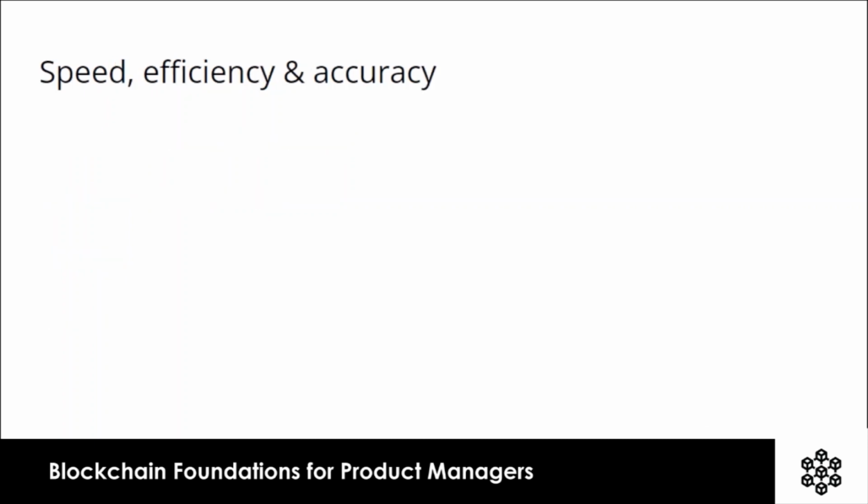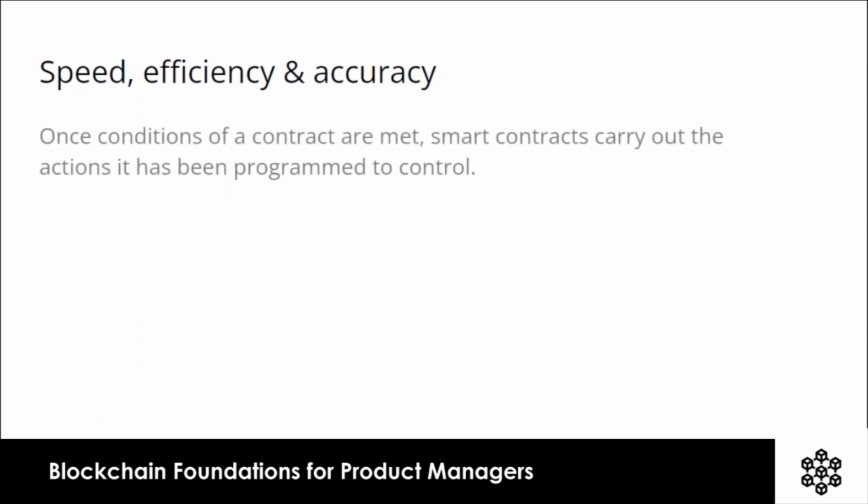First, we have speed, efficiency, and accuracy. Once conditions of the contract are met, smart contracts carry out the actions they have been programmed to control. They are digital and automated, so there is no paperwork to complete or time spent fixing mistakes that frequently occur when documents are filled out manually.